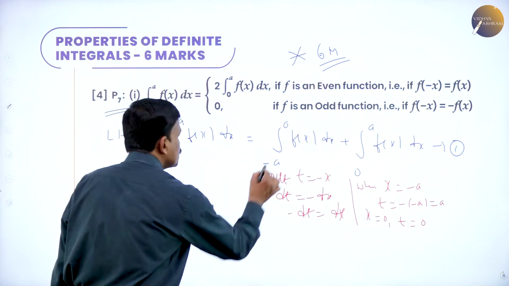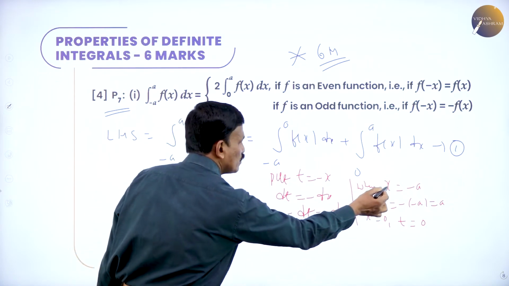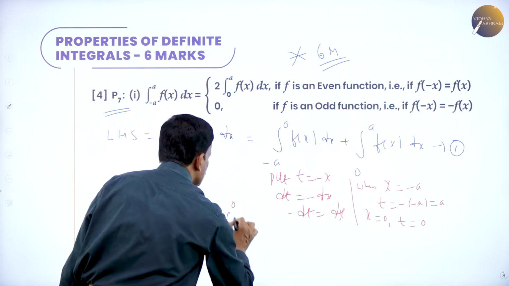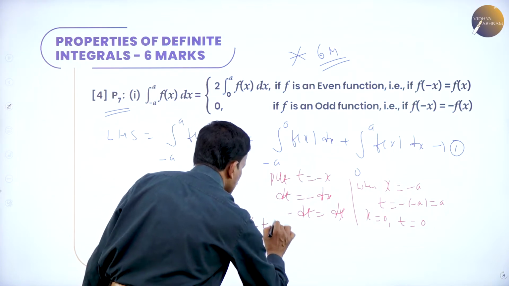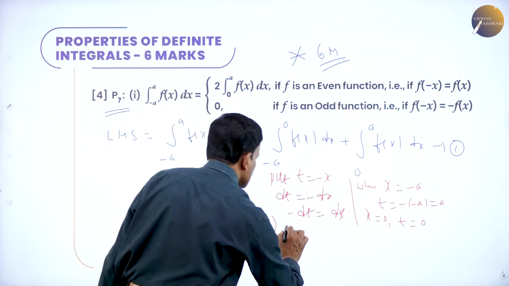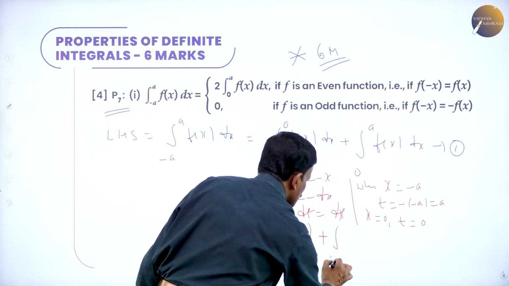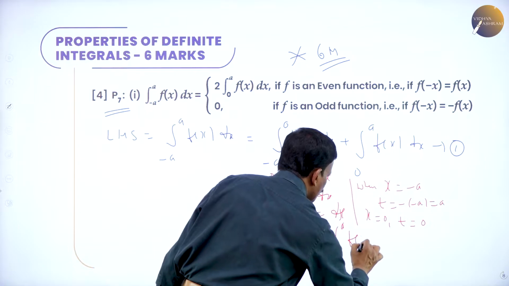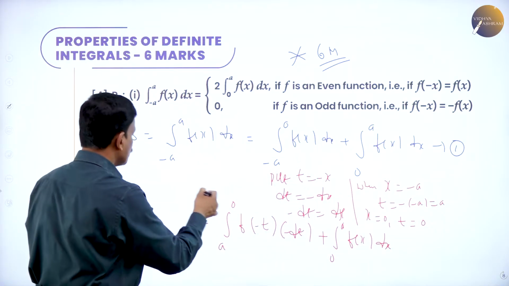This integral becomes, let me explain, minus a to a. What is the lower limit? Minus a is converted into plus a, to 0, f of, what is x? x is equal to minus t, and what is dx? dx is equal to minus dt, plus the second part is the same as it is, 0 to a f of x dx. This is equation number 1. Now, I will take this to the next page.